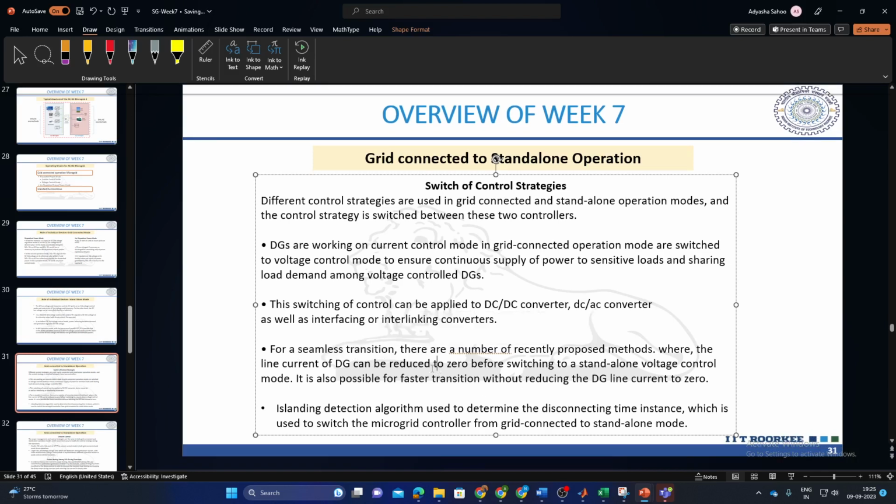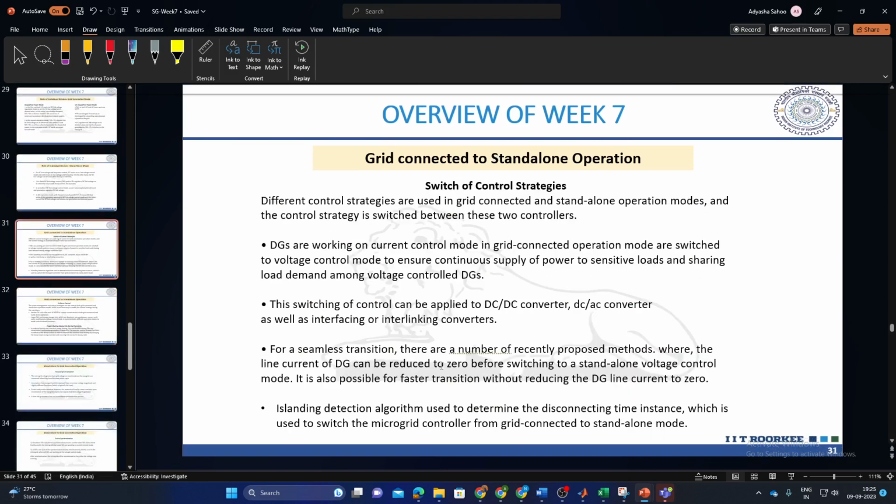Basically here, the DGs are working in the current control mode in grid connected operation, while when they go to the islanded mode, they need to go for voltage control mode. This control switching we need to do with the help of DC-DC converters. For doing this seamlessly, we have different techniques that have been developed or are being proposed.